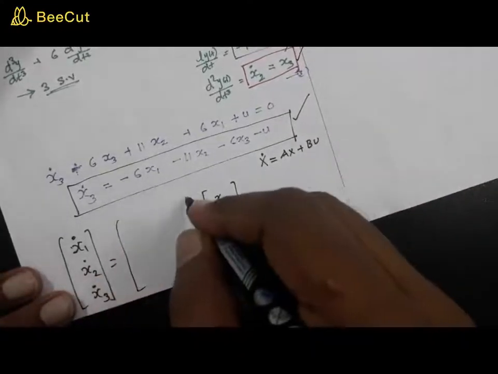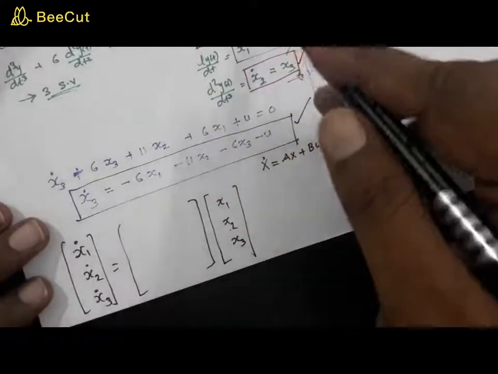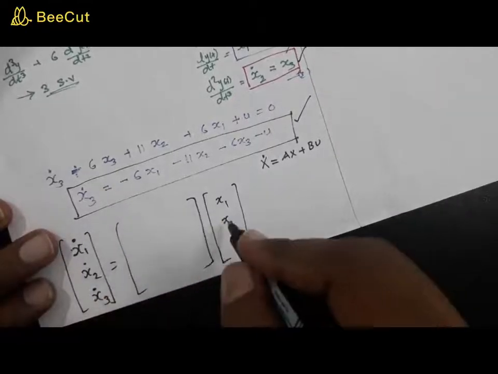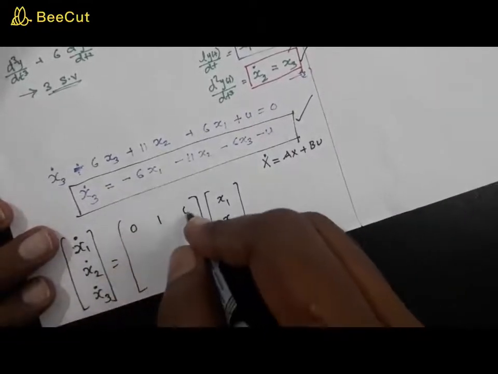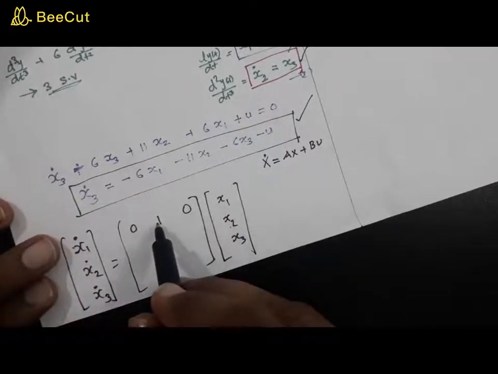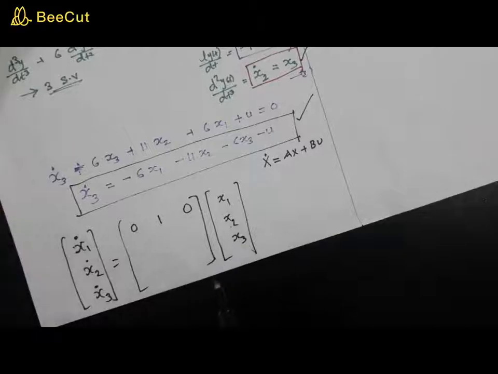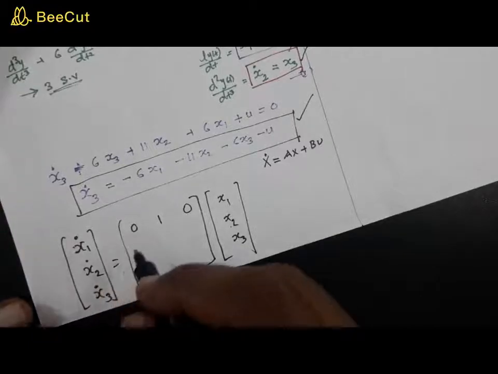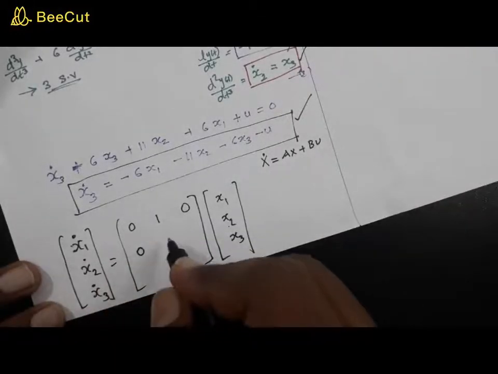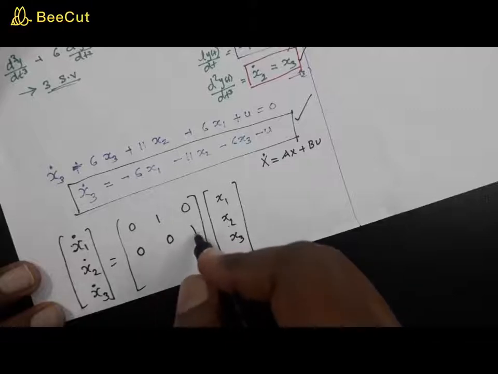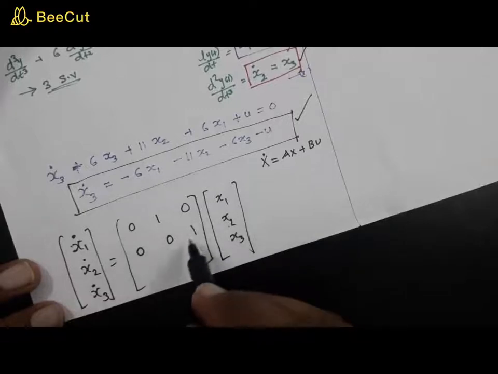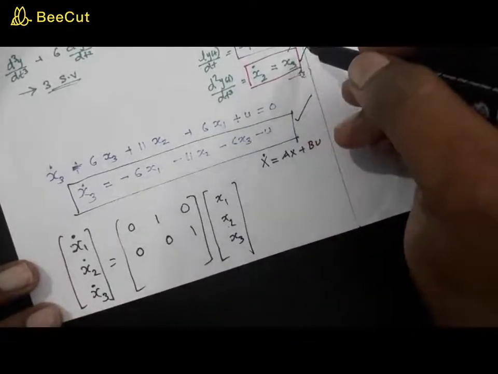Now let us start filling this matrix. So first of all, this is your equation. x1 dot is equal to x2. That means this must be 0, 1, 0. When you write it like this, x1 dot is equal to 0 into x1 plus x2 plus 0 into x3. Now the second equation is x2 dot is equal to x3. So this will be 0, 0, and 1, right? So when you write the equation, x2 dot is equal to 0 into x1 plus 0 into x2 plus x3. That is your second equation.